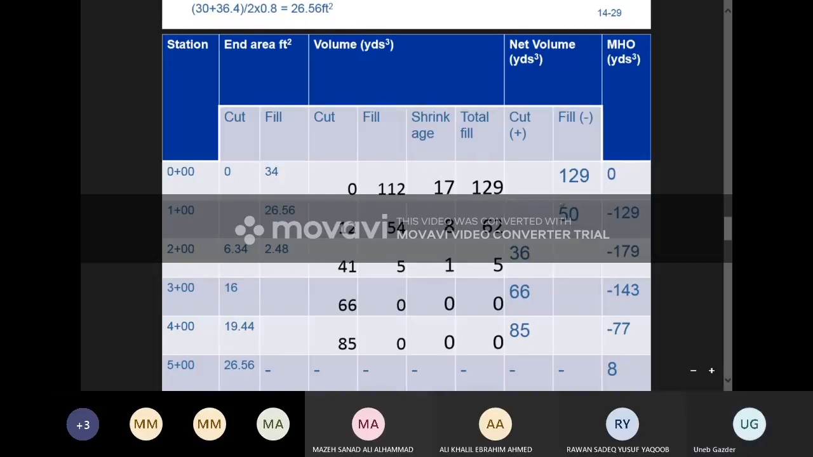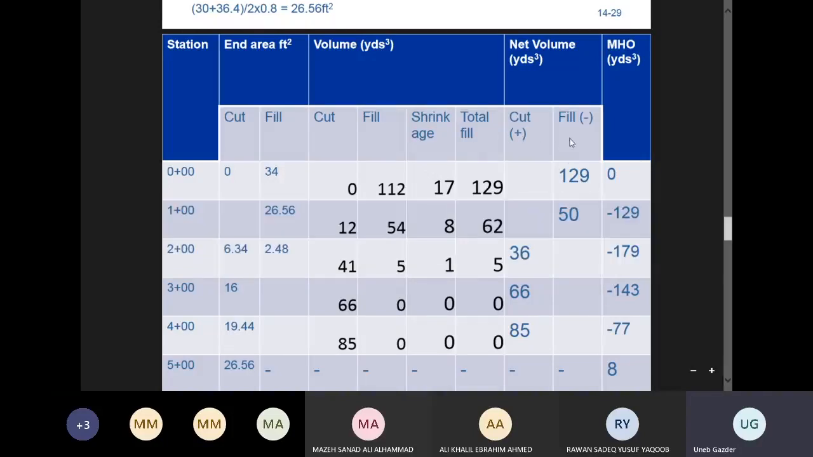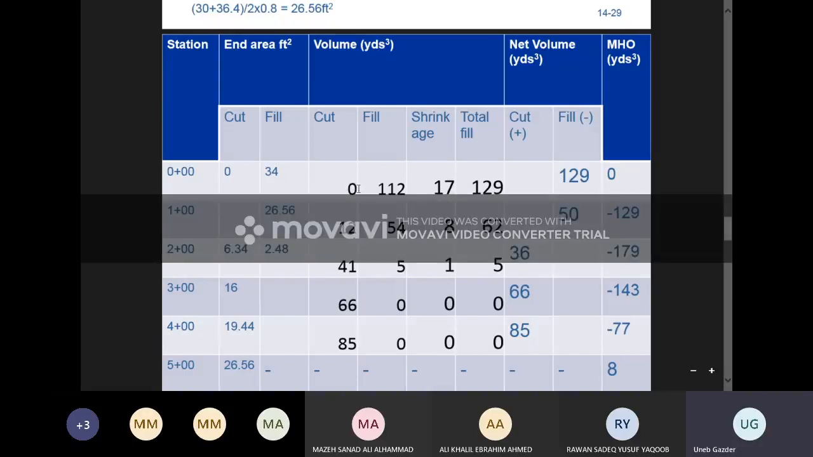Then the next two columns are for net quantities, net volumes. What is net? You do cut minus fill. So you have a cut column here for volume, and you have a total fill column here. Use this one. Total.